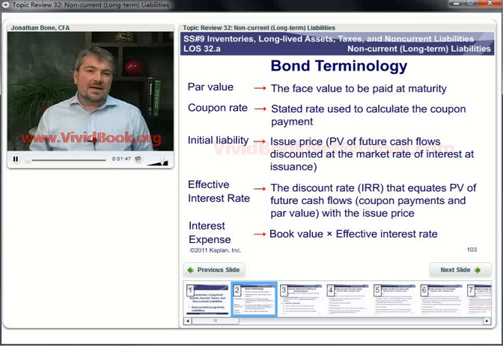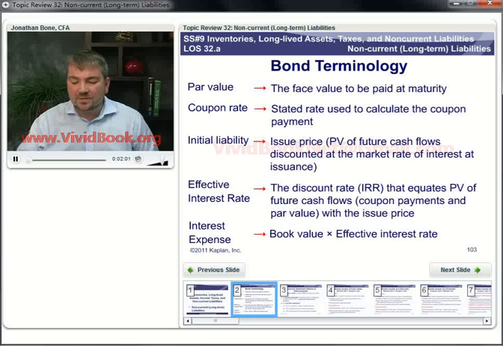Now finally, our interest expense is the book value, so the opening value of our liability each year, times the effective interest rate. Now again, the key thing to note here is that therefore the interest expense is not simply the coupon that you pay on the bonds that you've issued.